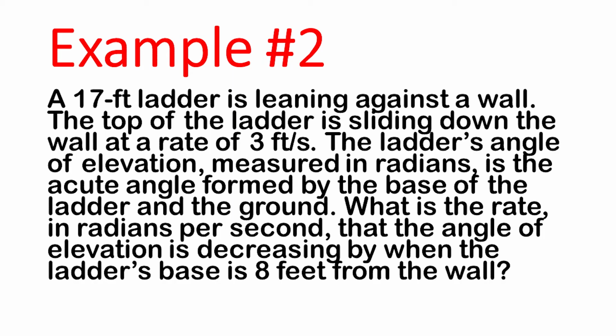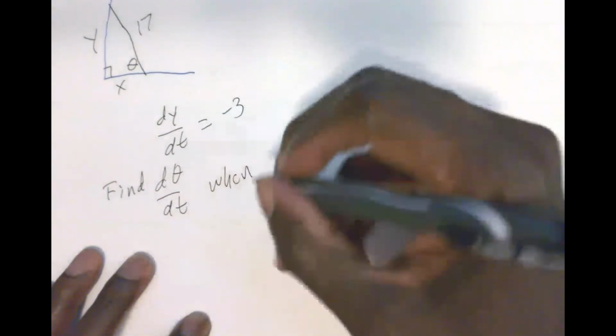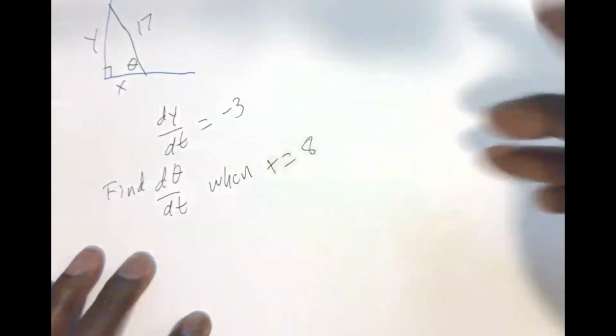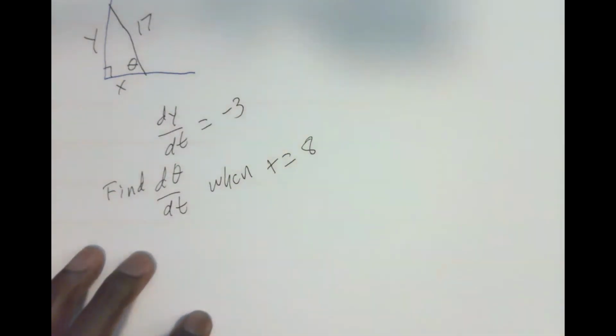And it says, what is the rate in radians per second that the angle of elevation is decreasing by when the ladder's base is 8 feet from the wall? So it wants me to find d theta/dt when x equals 8.